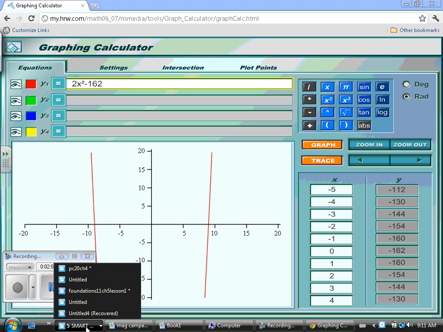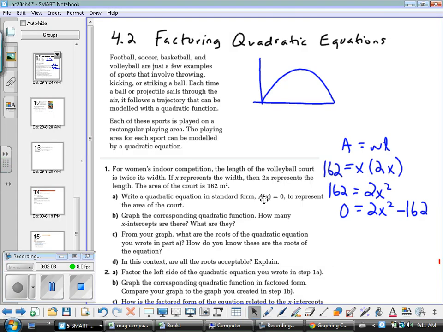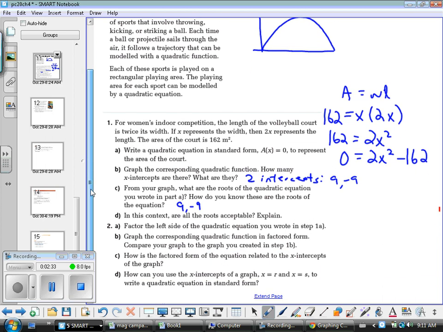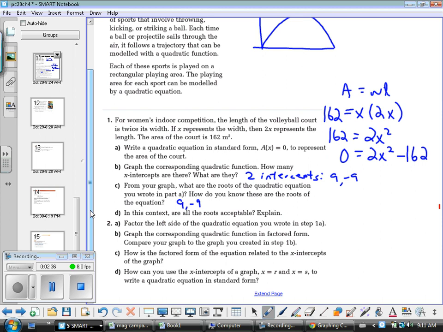We can just continue on with these questions. How many x-intercepts are there? There are 2, and they are 9 and negative 9. From your graph, what are the roots of the quadratic equation? Well, we know that 9 and negative 9 are the roots, because in our last section we learned that the roots of the quadratic equation are the same as the intercepts or the zeros of the quadratic function.